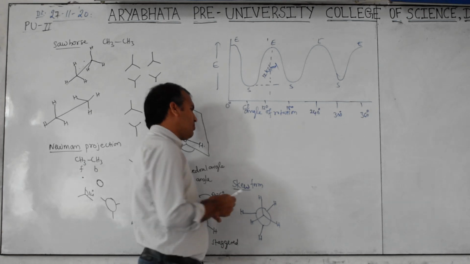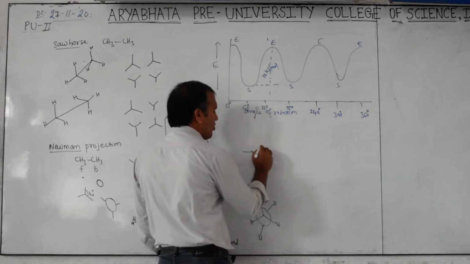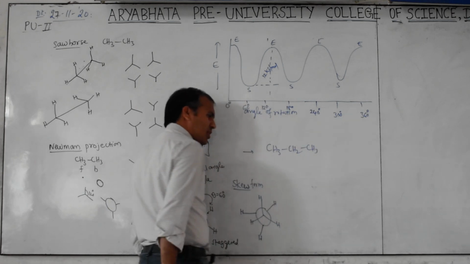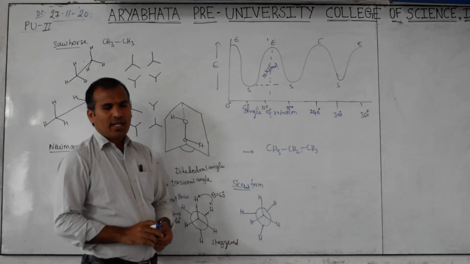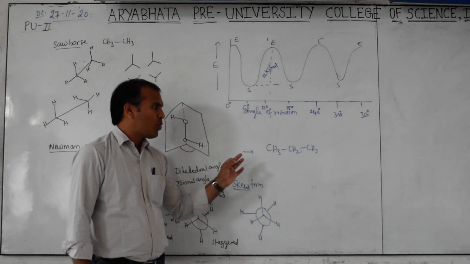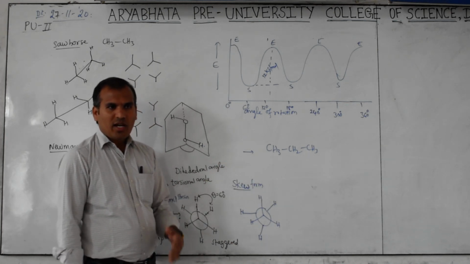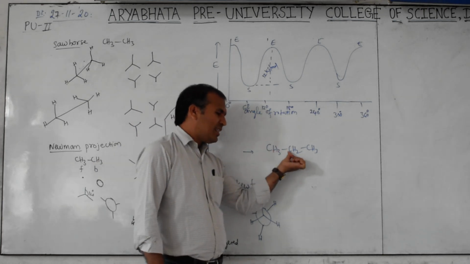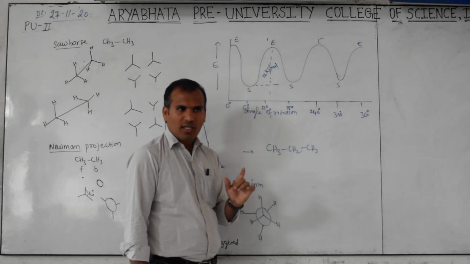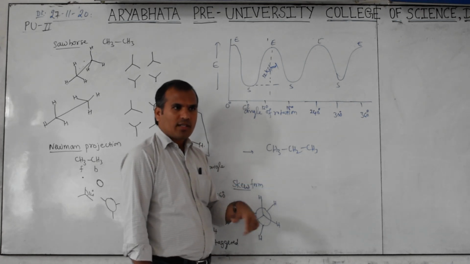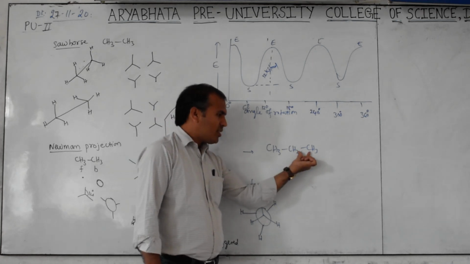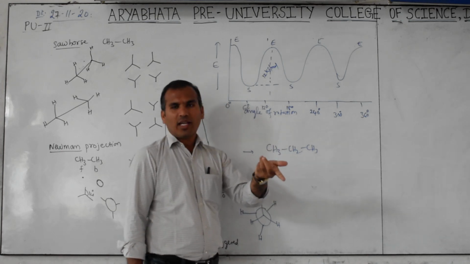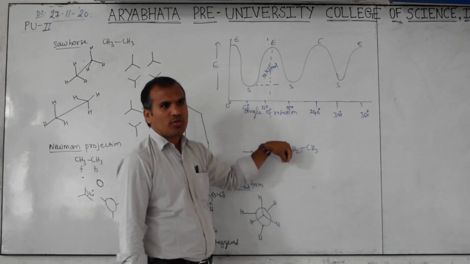Next, I am giving one homework for you. CH3, CH2, CH3. For this we have to write the eclipse and staggered conformers for propane. Then you may ask the question, how to choose first? Choose a CC single bond. One is front carbon, another is away carbon. This is also a CC single bond, this is also a CC single bond. Which one do you want, first or second one? That is your choice. Here no one is specifying, you only choose.